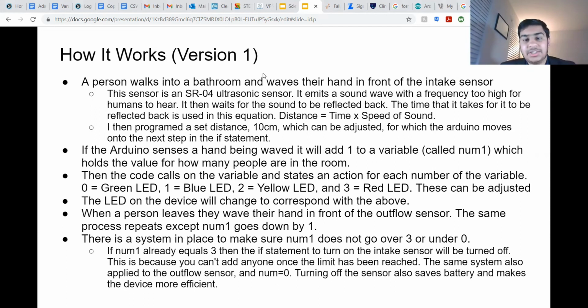When a person leaves, they wave their hand in front of the outtake sensor, and the same process is essentially repeated, but reversed. I also have a system in place that makes sure num1 does not go over 3 or below 0. This is very important because you can't really have negative people in the room, so that whole system would just break. So that essentially puts limits on there and turns specific sensors off.